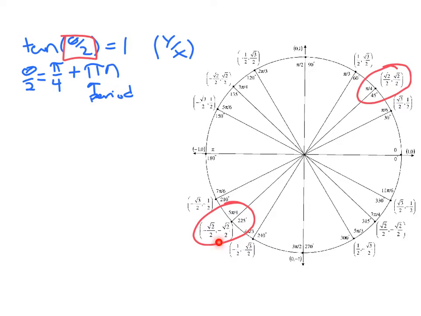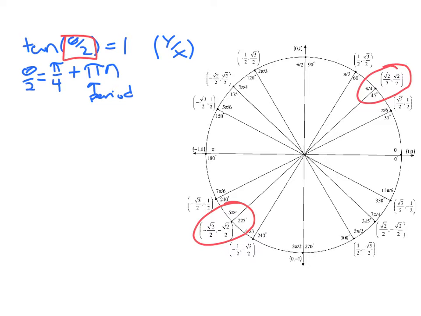And then if you add pi again, you're going to be in this position. Remember that pi is halfway around the circle. So you add pi, you're here, add pi again, you're here, add pi again, you're here. So just adding pi is the most efficient way of describing this solution set. Okay, enough about that. So we need to isolate theta now.